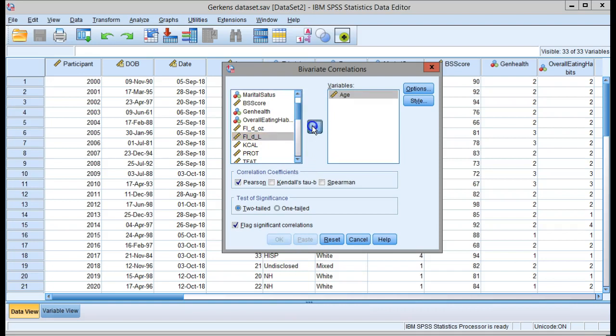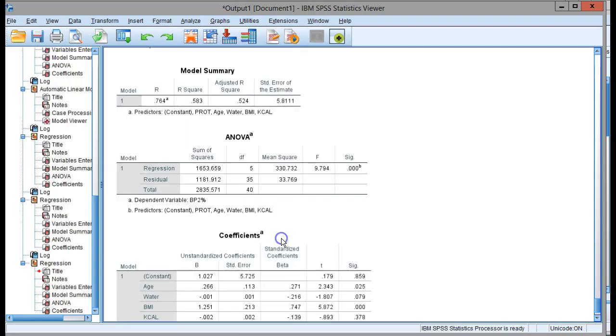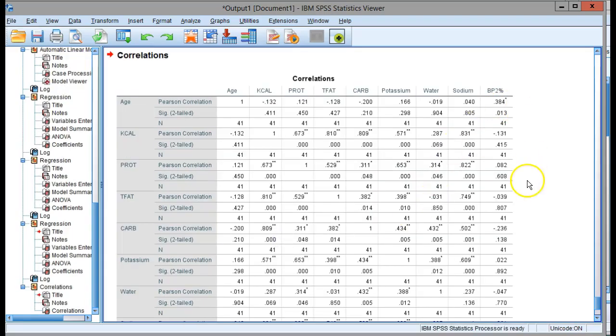how many calories they consumed in their diet, assessed by the 24-hour recall. I have total protein, I have total fat from the diet, carbohydrates, I have potassium, I have water from the diet, which includes also the water from the foods, and I have sodium, and of course my measure of body fat, which I'm going to use this one right here. Okay, so I'm going to click OK, and here's the correlation matrix.